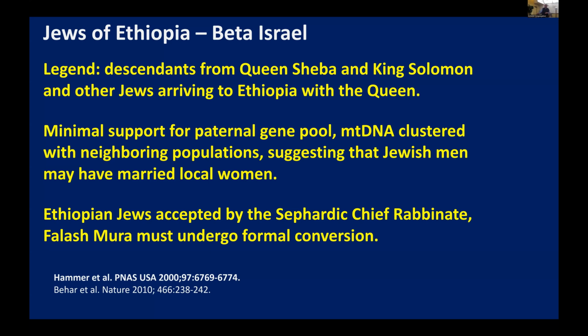Now, Ethiopian Jews are accepted by the Sephardic chief rabbinate, they're Jews, they don't have to claim anything. But there's another branch there, Falash Mura, those are Ethiopian Jews who converted to Christianity. They think that they converted because of forceful conversion, who knows, but they converted. And so now for them to go back to Judaism, they have to undergo formal conversion, while Ethiopian Jews, Jews who stayed Jews, don't need formal conversion. They just show up and say, I'm a Jew, and that's all you need to show.